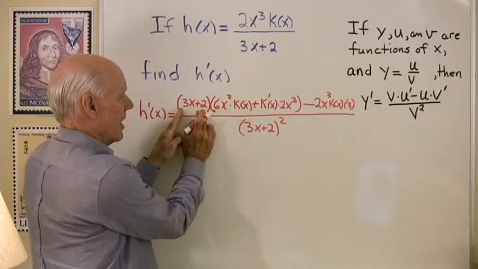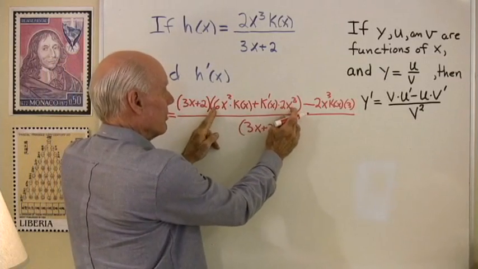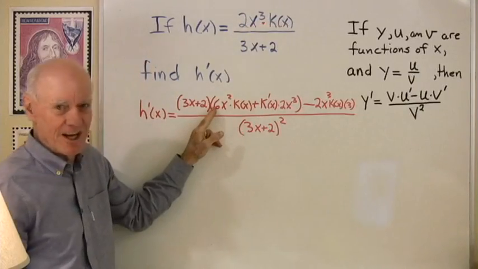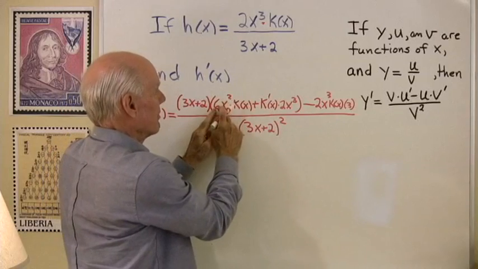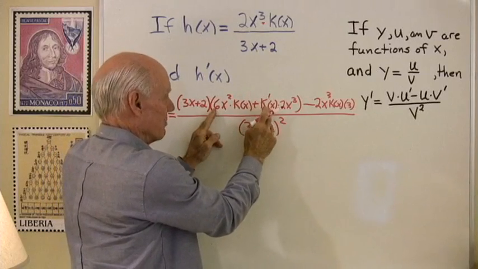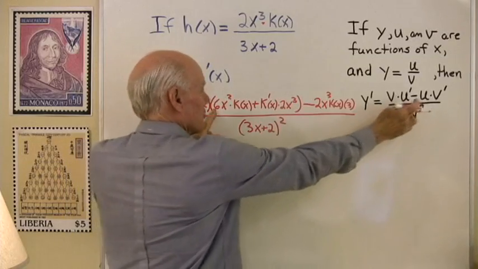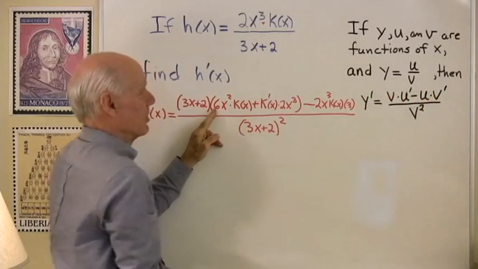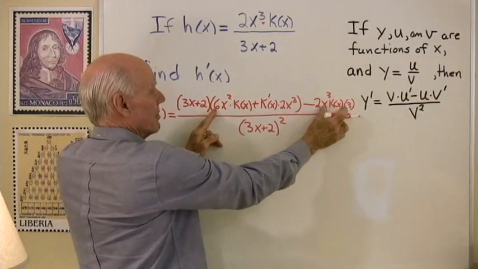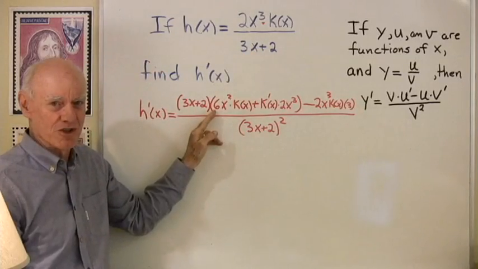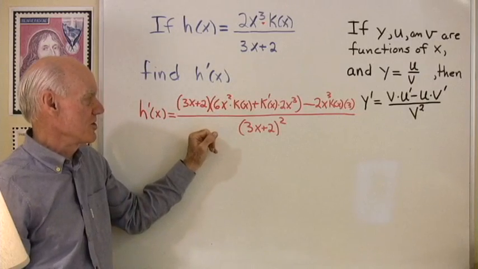So again, the denominator times the derivative of the numerator, and the numerator is the product of this function and this function of x. So I take the derivative of the first times the second plus the derivative of the second times the first. From that, then I have to subtract u times v prime, so it's going to be the numerator times the derivative of the denominator, and the derivative of 3x plus 2 is just 3. So the rest is just simplification.